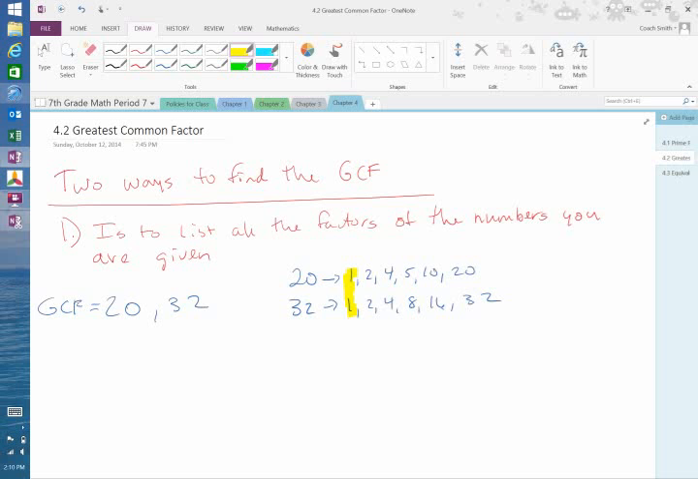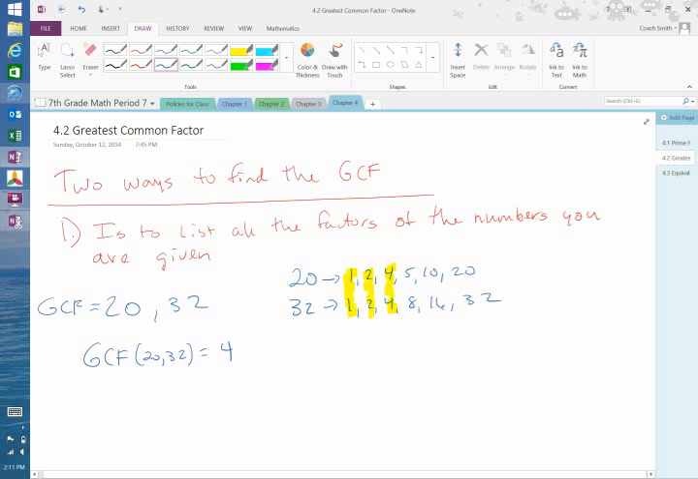Okay, some people will call it, especially on the internet, places like that, the GCD, the greatest common divisor. Okay, because that's what you're looking for. You're looking for the greatest number that will go into both numbers. Okay, but on this, we also have 2 is common, 4 is common, and that's it. So the greatest common factor of 20 and 32 is equal to 4.